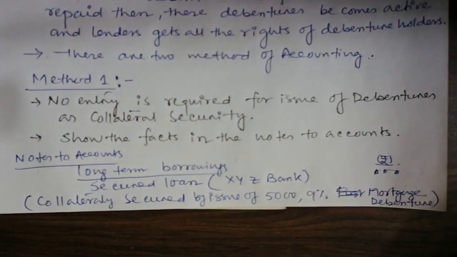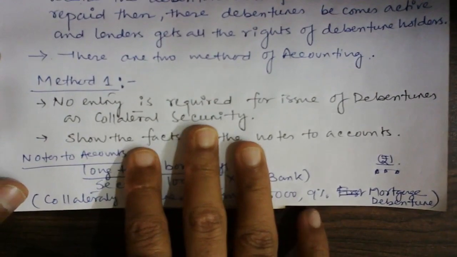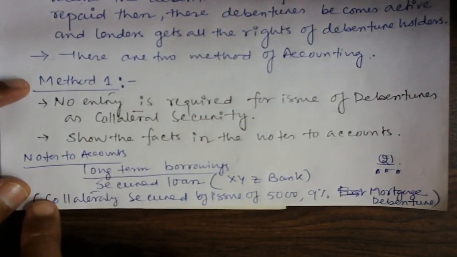चलिए आगे बढ़ते हैं। हाँ, मेथड 1 इज कंप्लीटेड, where no entry required, only notes to accounts में। ये इंपॉर्टेंट लाइन मुझे दिखाना है। अभी मैं मेथड 2 में जा रहा हूं, अकाउंटिंग में। ओके, मेथड 2। Now let's see method 2.